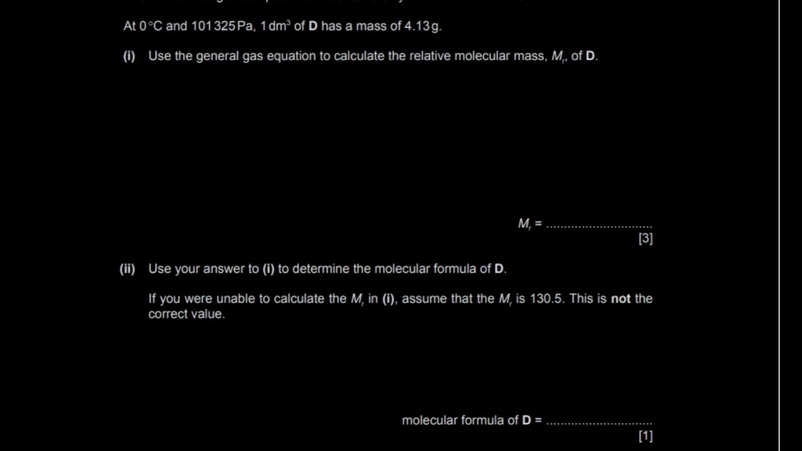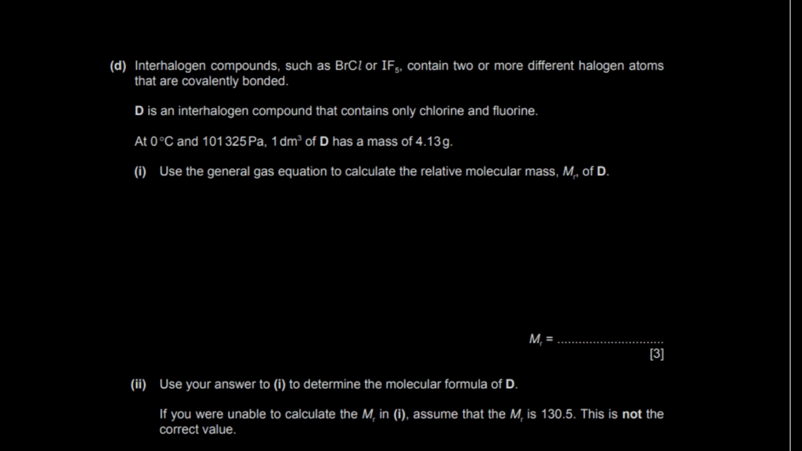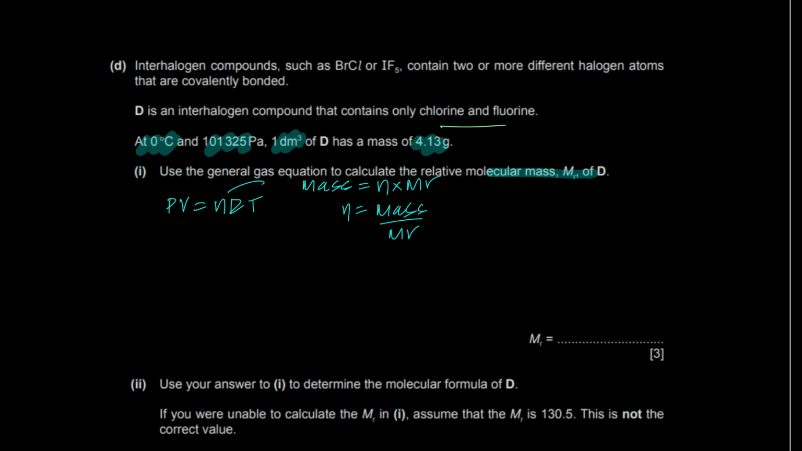Now, next question. He's saying interhalogen compounds contain 2 or more different halogen atoms that are covalent. D is an interhalogen compound, which means there must be 2 or more halogen atoms, and it's saying it only contains chlorine and fluorine. Okay, good. Now he's given you the temperature, 0 degrees Celsius, the pressure, the volume, and the mass, and he's saying calculate the relative MR. Now you could do it directly, or you could first figure out the moles and then figure out the MR, or you could say PV equals nRT. How do you go from moles to MR? Mass equals moles times MR, or molar mass. And so moles equal mass divided by MR. Isn't that true? And so instead of n, you just plug in mass over MR.